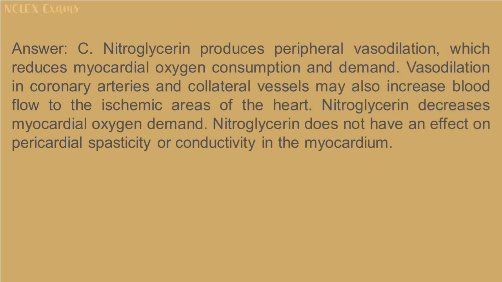Answer: C. Nitroglycerin produces peripheral vasodilation, which reduces myocardial oxygen consumption and demand. Vasodilation in coronary arteries and collateral vessels may also increase blood flow to the ischemic areas of the heart. Nitroglycerin decreases myocardial oxygen demand. Nitroglycerin does not have an effect on pericardial spasticity or conductivity in the myocardium.